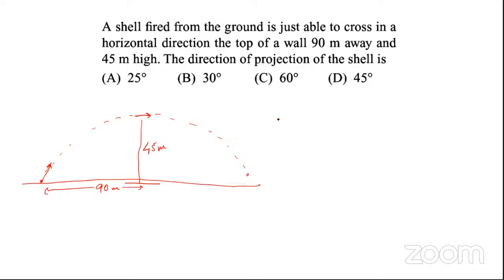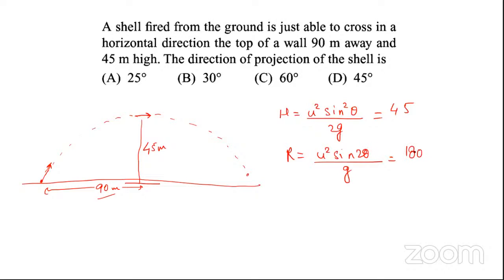So what do we have? We have the height h, that is u square sine square theta by 2g, that is given as 45. And we also have a range, that is double of 90, that is 180. That can be written as u square sine 2 theta by g, that is 180. Now we want to find the direction of projection of the shell. That is, we have to find theta.